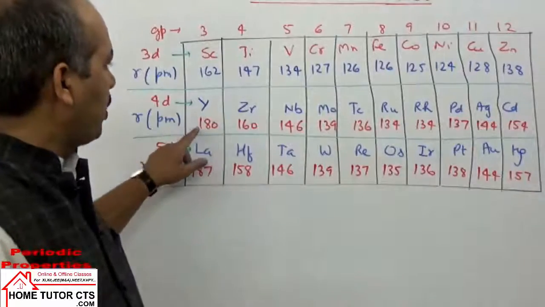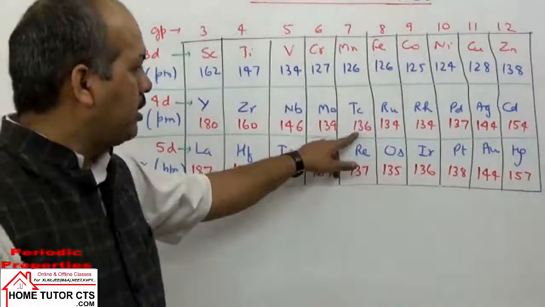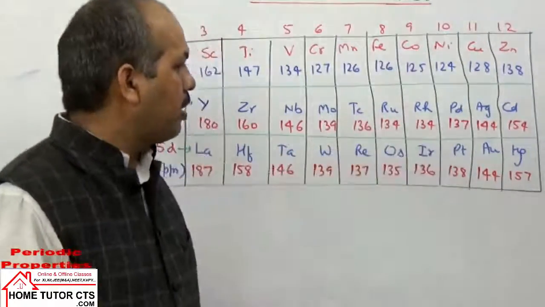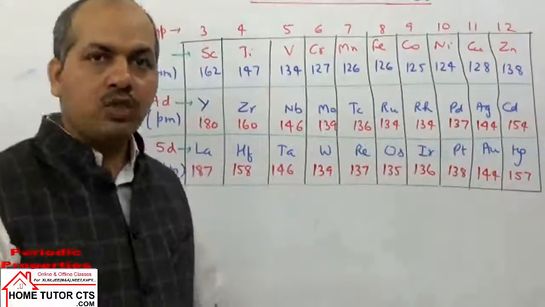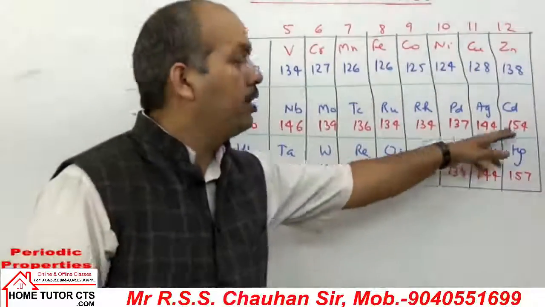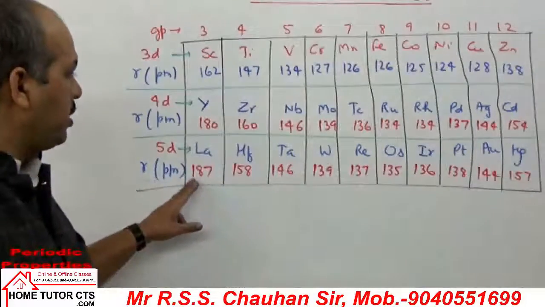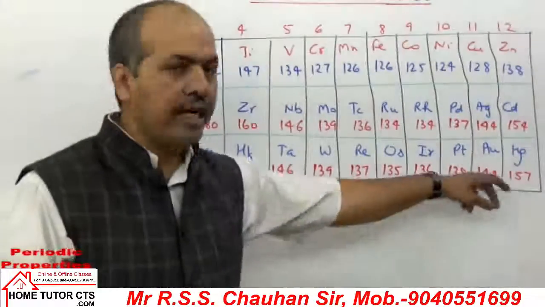यहाँ भी same हो रहा है, up to middle size decreases, next few element size is almost constant, and for last 2 3 element size again increases. यहाँ भी same pattern है, decrease up to middle, constant and then increases.